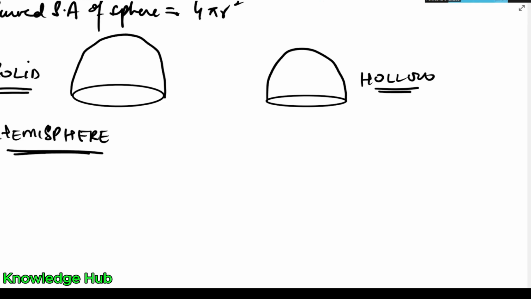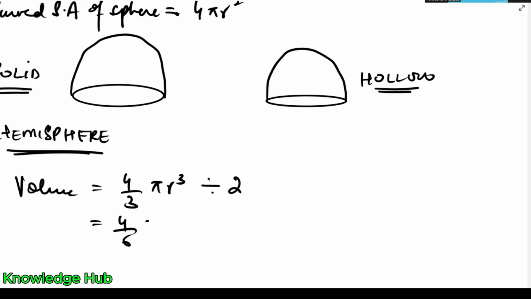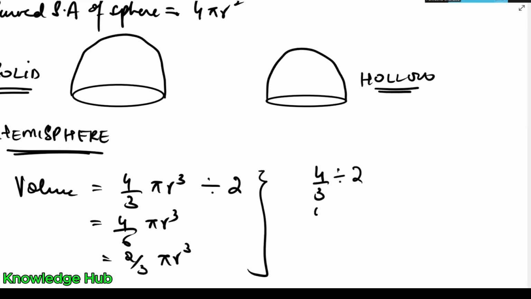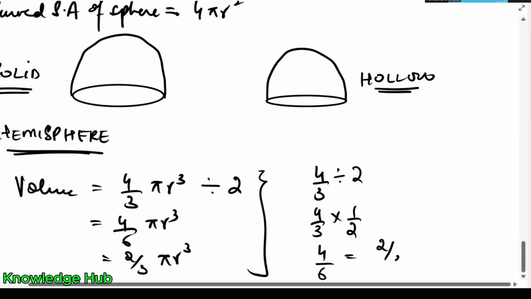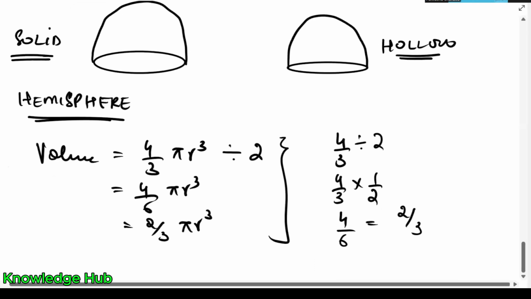So for a hemisphere, the formula for the volume is 4 over 3 pi r cube for a sphere, and it is divided by 2 for a hemisphere. Or you can say 4 over 6 pi r cube, or 2 over 3 pi r cube. I hope that you know how it becomes 4 over 6. When I divide 4 over 3 by 2, this is 4 over 3 times 1 over 2. It makes 4 over 6, and upon simplifying, it makes 2 over 3. Okay, so this is for the volume.